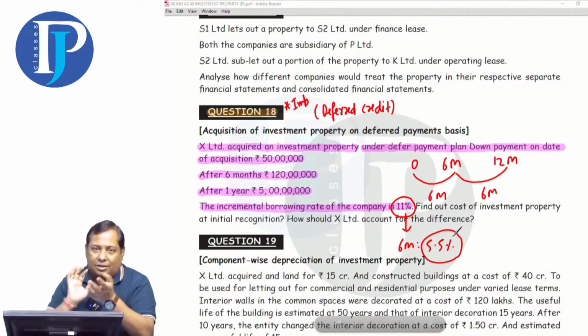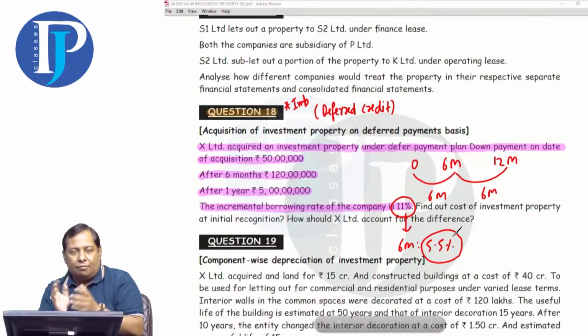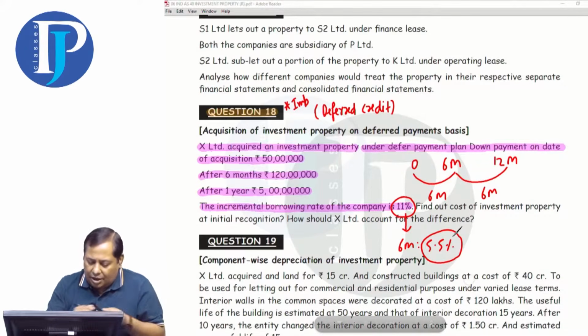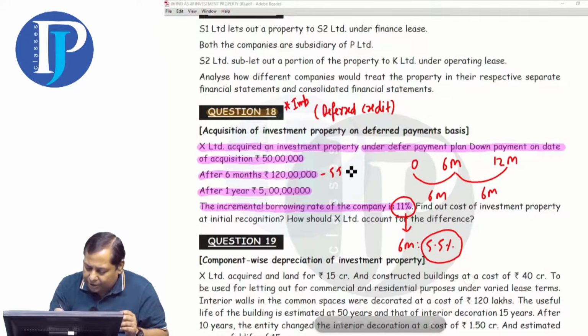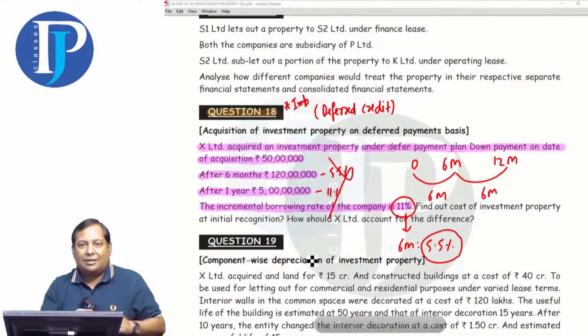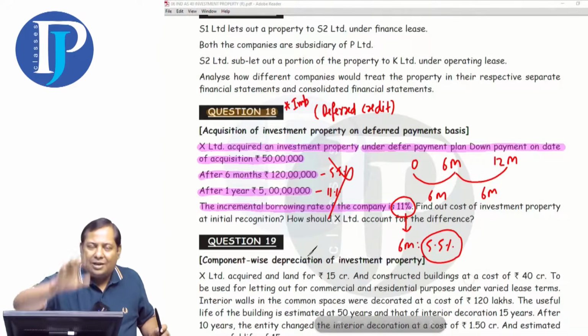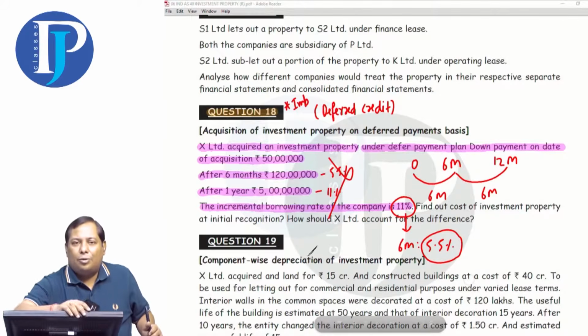A student sent me a suggestion. So I received a suggestion, but what was the suggestion? It was that, sir, you should take the PV factor for 5.5% on this. Take 11% on this. It's wrong. What are you talking about? You didn't even listen to what I said. What did I tell you?